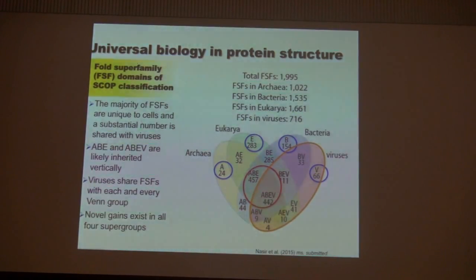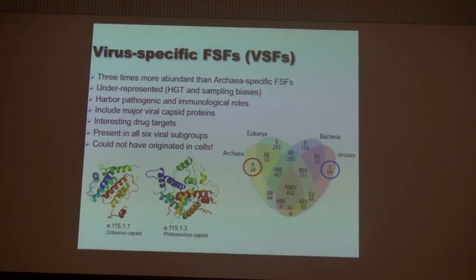So the archaea have 24 fold structures that are unique to archaea, 283 for eukarya, 154 for bacteria, and look, 66 for viruses, meaning that the diversity of fold structures of viruses is larger than that of the entire cellular domain of life, the archaea. So this is something really interesting that needs explanation. So why do we have 3 times more abundance of these virus-specific fold superfamilies? They need to be explained.